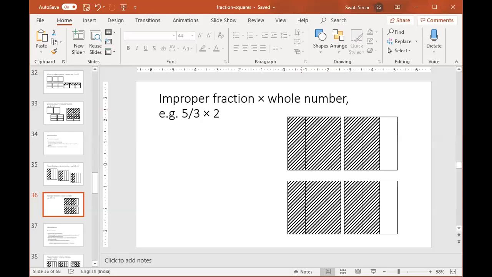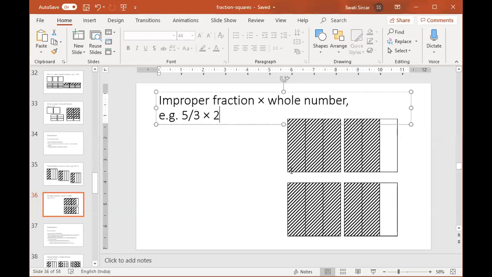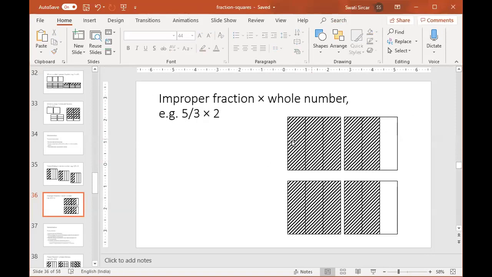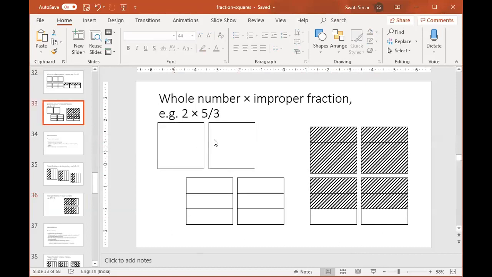I haven't animated it, but ideally this is what you start with: just one improper fraction, one copy of it, and then double it. Whereas in this case, you start with two wholes, then split them into thirds, and then you try to get 5 of each. You can get only 3 out of this, and then you add 1 more and get 2 more out of that. So step 1, step 2, step 3.